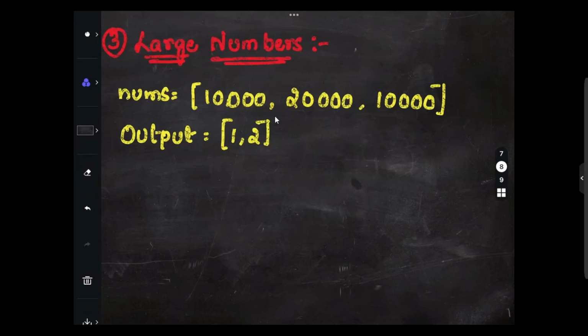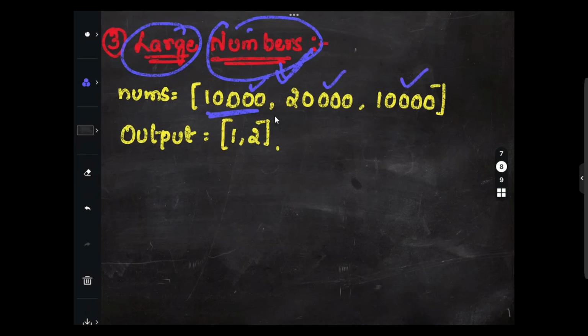Let's discuss the final edge case, the third edge case here. We are considering the edge case for large numbers. Nums we have 10,000, 20,000 and 30,000 here. The output we have been given is 1, 2.